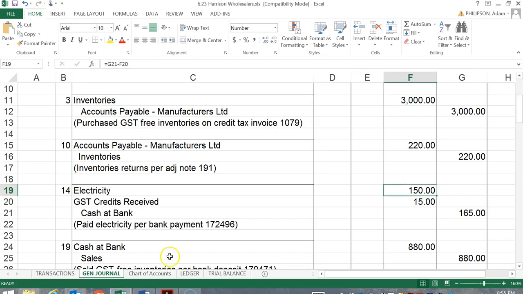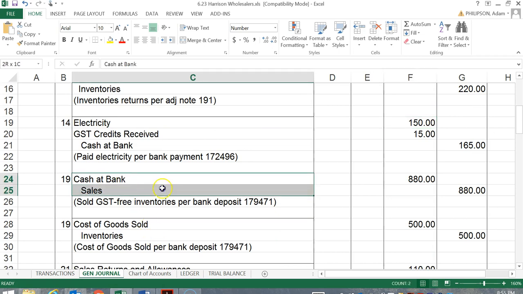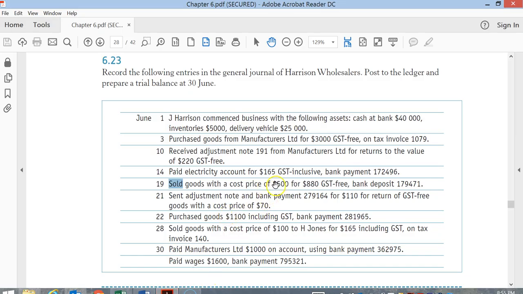So quite simply, cash at bank debit 880, credit sales 880. Sold GST free inventories using the bank deposit that we were given. And the second part of that journal entry: these items that we've sold had a cost price of $500. The cost of the goods that we sold were $500.